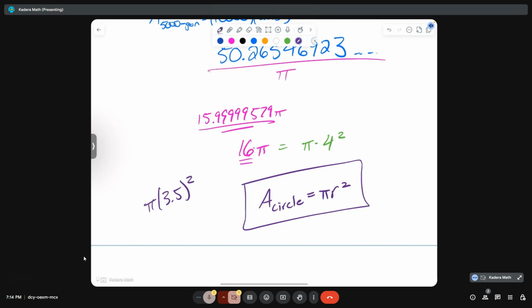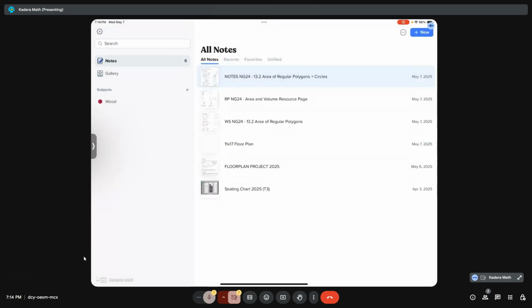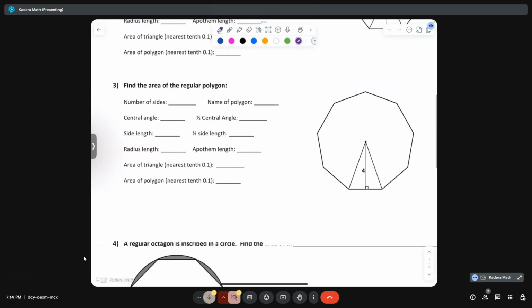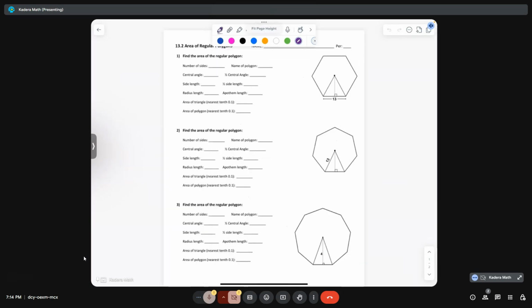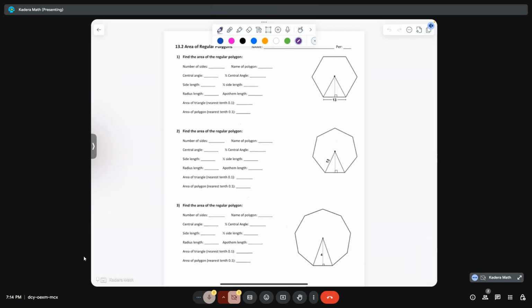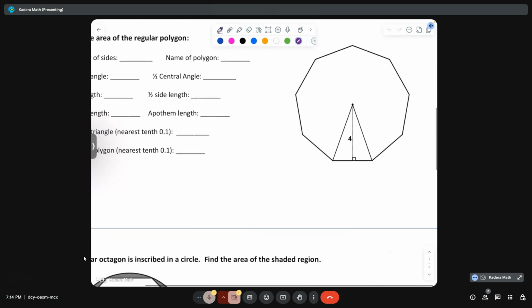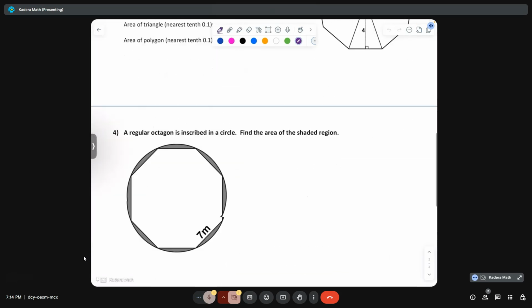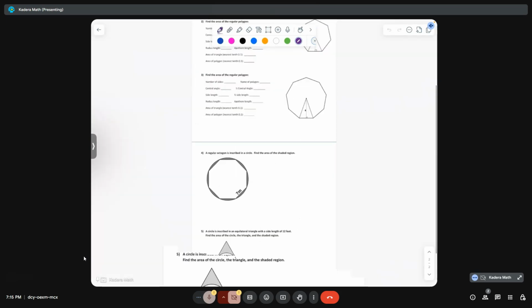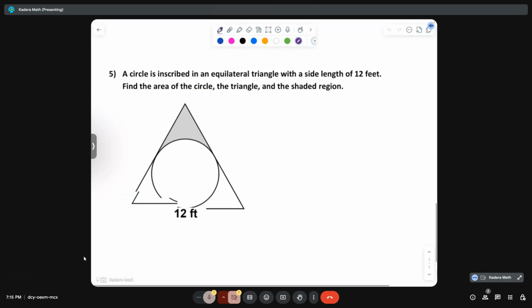All right. I want to just preview your homework real quick. If you take a quick look at your 13.2 worksheet, I'm going to ask you to find the area of 3 polygons. Straightforward. Each problem is just a little different. I give you a side length, I give you a radius, and then I give you an apothem. So make sure that you can work all 3 different examples. And then you're going to get some weirder stuff like this. So go find the area of that.